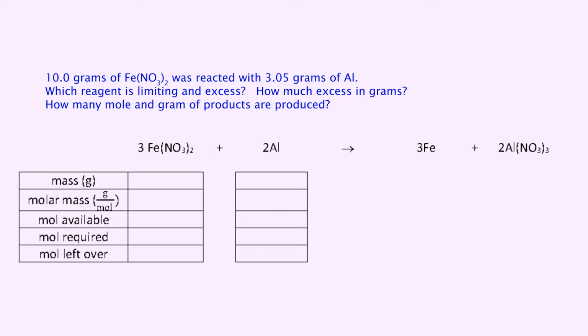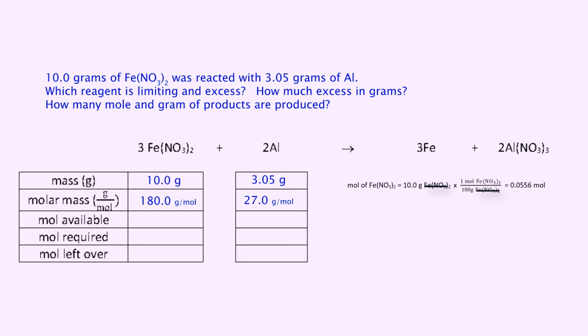To answer this question, first make sure the chemical equation is balanced with correct stoichiometric coefficients. In tabular format, this helps keep track of the many numbers and units. Enter the data that is given. Enter the mass of the reactants, iron(II) nitrate and aluminum. Enter their molar masses that you can determine using the periodic table. Calculate the moles available for each reagent using the unit analysis method.